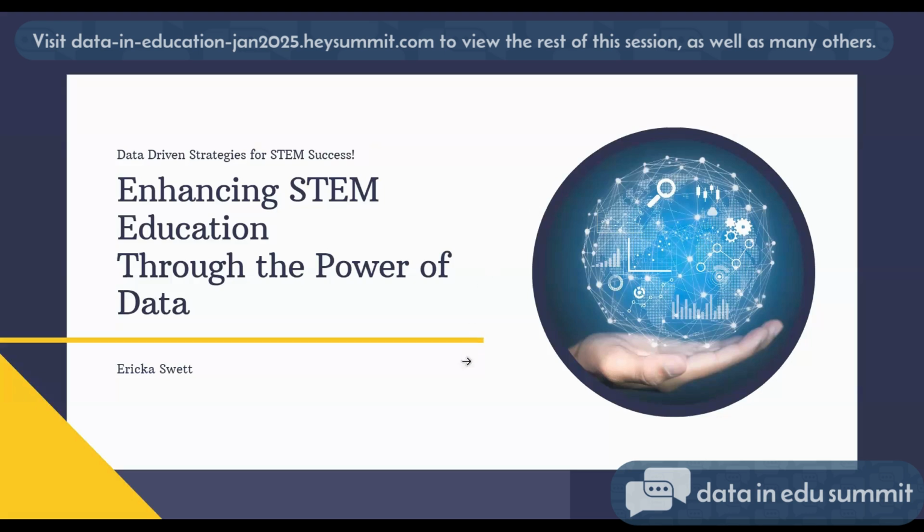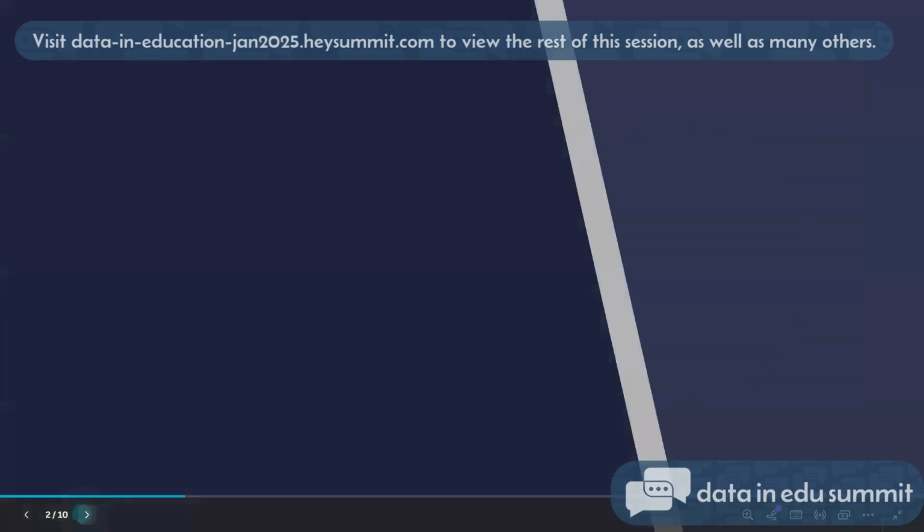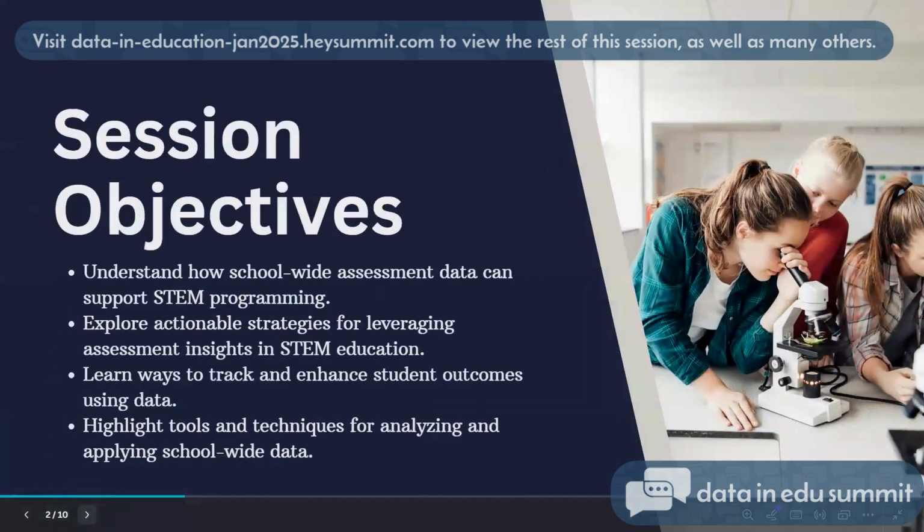So for today, some of our session objectives: understand how school-wide assessment data can support STEM programming, explore actionable strategies for leveraging assessment insights in STEM education, learn ways to track and enhance student outcomes using data, and highlight tools and techniques for analyzing and applying school-wide data. And these are all the things that we use here at SAU 57 to really start thinking about the best way to support our students in STEM and to provide the most equity.